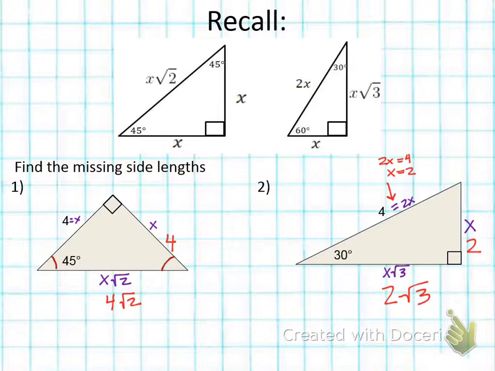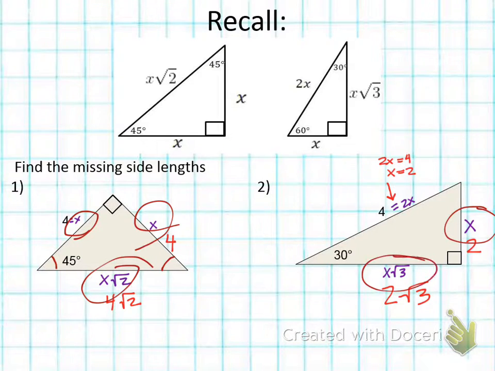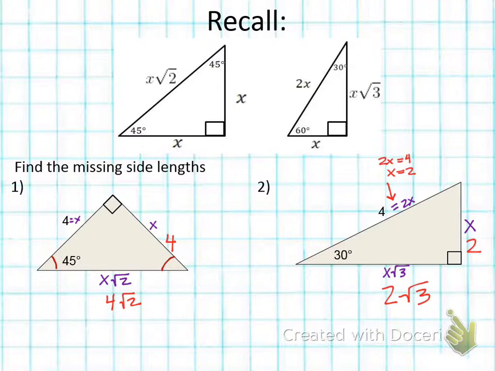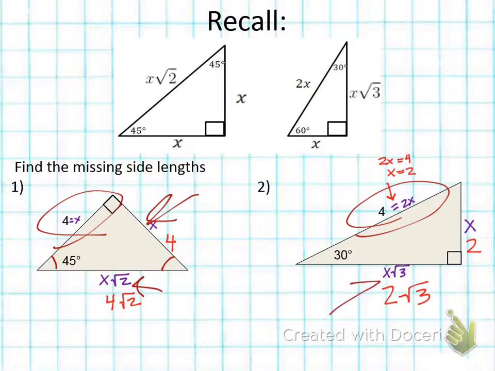Okay, so with these you want to start by labeling with the variables with the appropriate ones, so either x, x root 2, or x, x root 3, 2x. Whatever, if it's one of these special triangles, you can just label them that way. And then whatever number they give you will give you an equation like it did here. You solve for x and then plug it in for the other two places where x is.